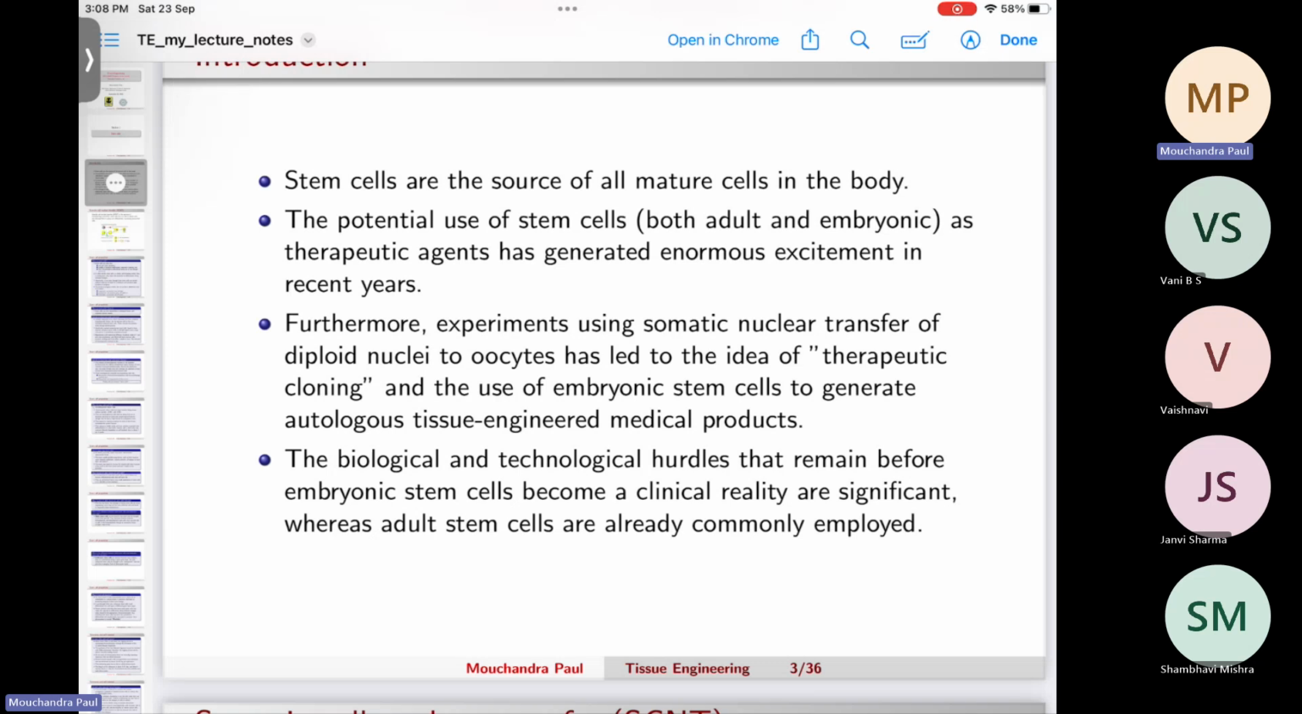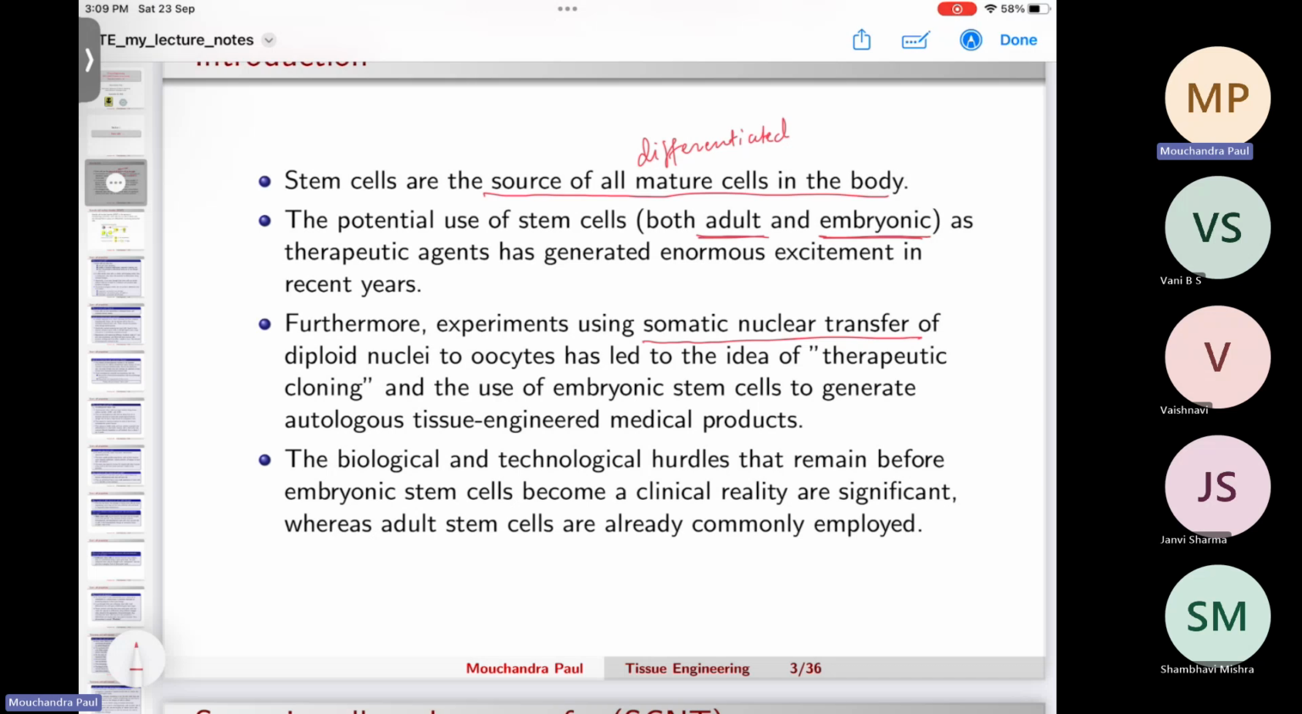So stem cells are the source of all mature cells in the body. Mature cells means the differentiated cells. The differentiated cells arise from the stem cells, and there are basically two types of stem cells that are known to us. One is the adult stem cells, another is the embryonic stem cells. We'll describe them in detail. Okay, and some experiments like somatic nuclear transfer.